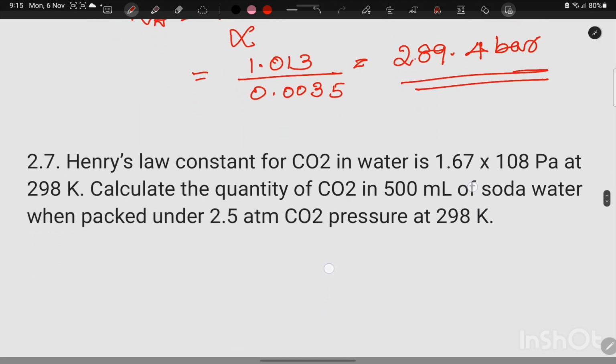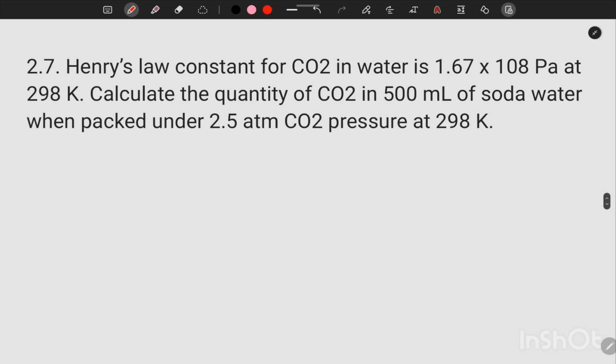Now let us move to the next question. Henry's law constant for carbon dioxide in water is 1.67 into 10 raised to 8 Pascal. This is 10 raised to 8 only. At 298 Kelvin, calculate the quantity of carbon dioxide in 500 ml of soda water when packed under 2.5 atmosphere carbon dioxide pressure at 298 Kelvin. So pressure of carbon dioxide is given as 2.5 atmosphere.